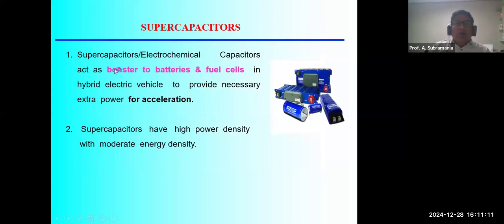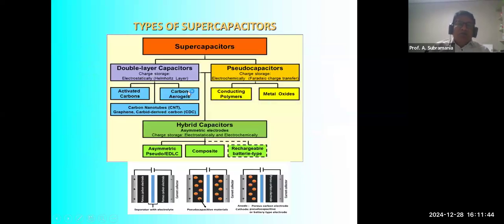Supercapacitors are electrochemical capacitors that act as boosters to batteries and fuel cells in hybrid electric vehicles to provide the necessary extra power for acceleration. Supercapacitors have high power density with moderate energy density, whereas a battery has high energy density with moderate power density. That's why we use supercapacitors to boost up the power density of the batteries and the fuel cells.